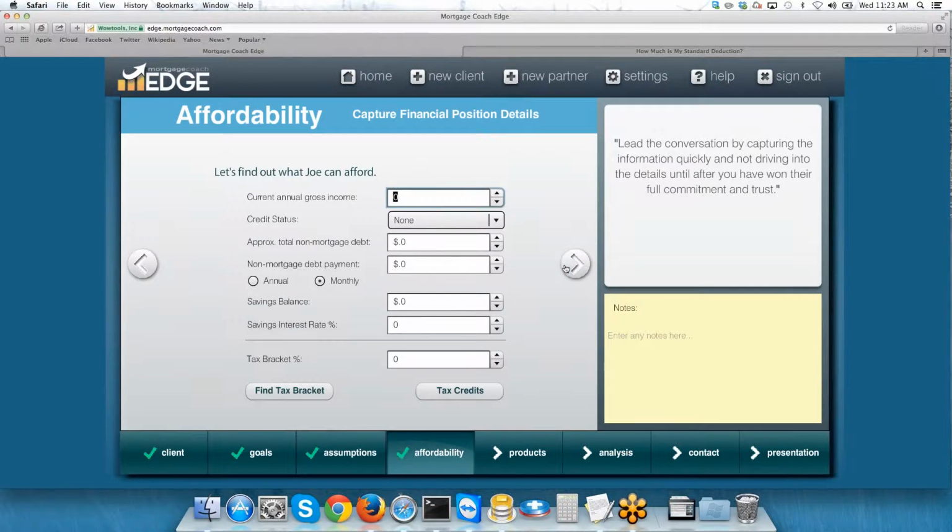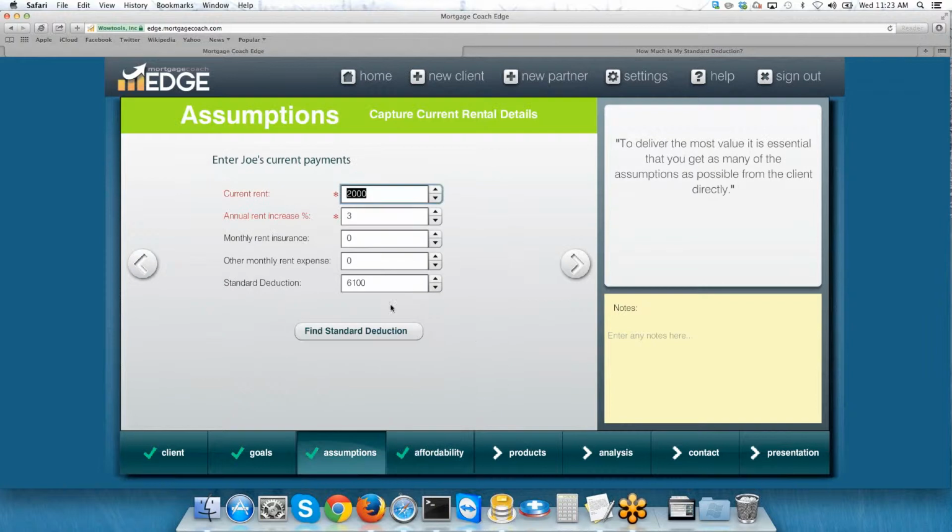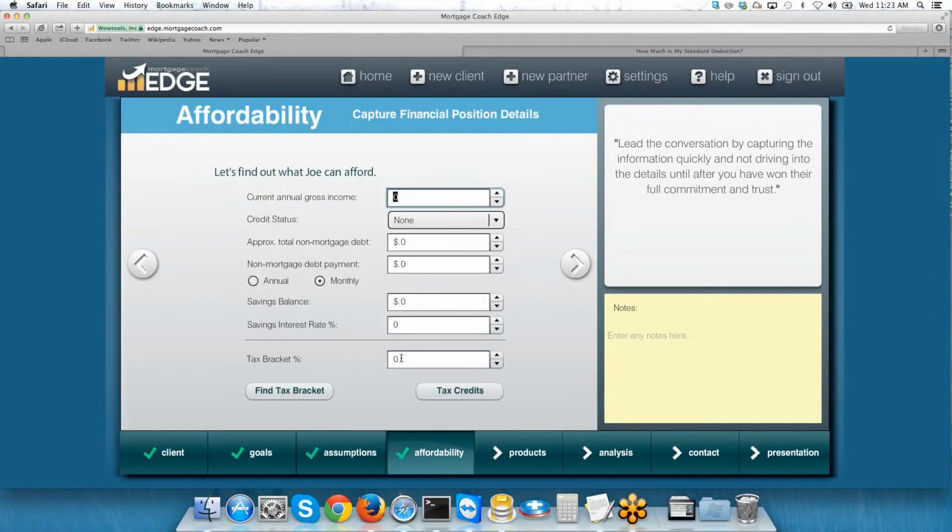Now, very important on the rent side, we need to make sure to input that tax bracket if we want to show tax benefit. Specifically, because in the screen before I'm showing a standard deduction, I need to have a multiplier for that. So I need that tax benefit or tax bracket in there.